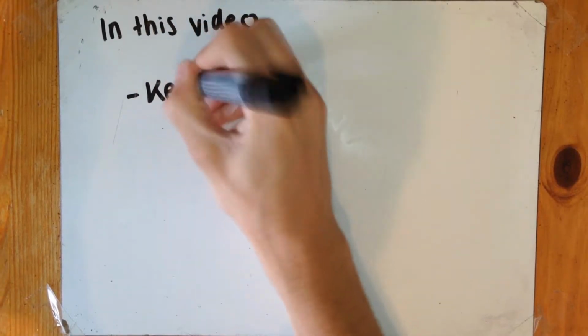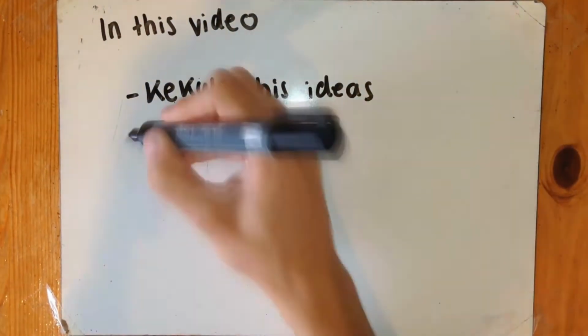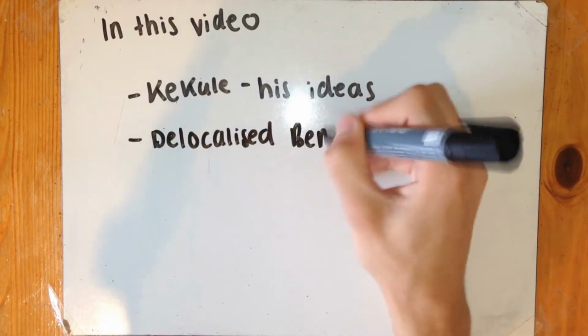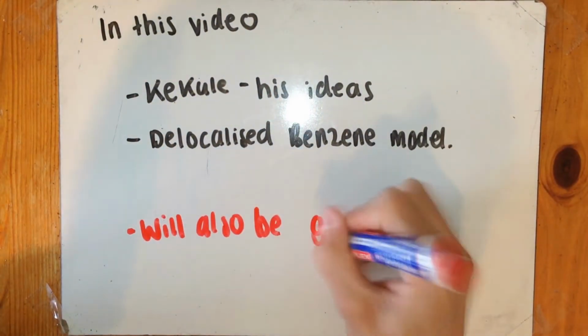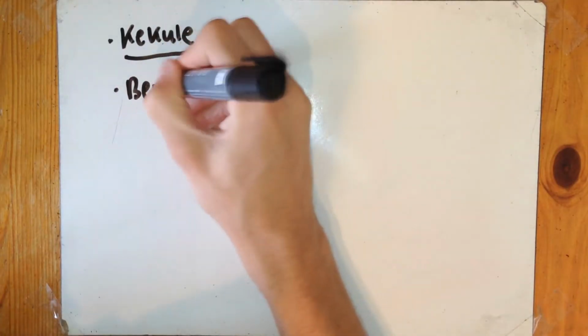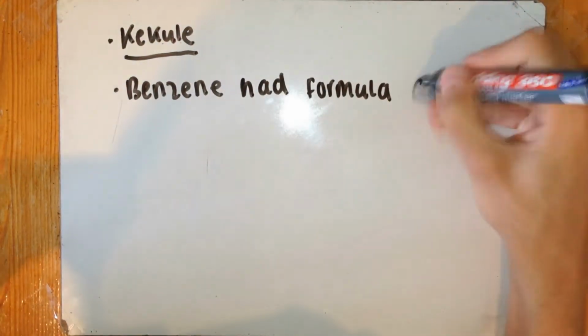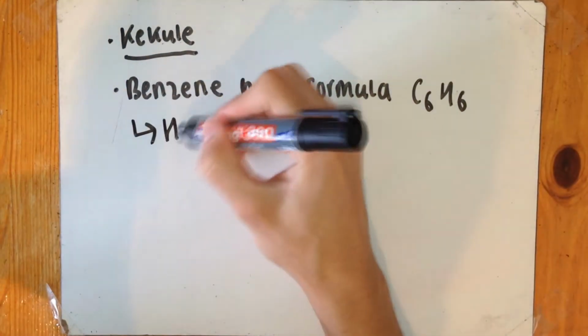In today's video, I'm going to talk about Kekule, his ideas of the structure of benzene, and I'm also going to talk about the delocalized model of benzene, and I'll also be doing a few questions and answers at the end from the book. Kekule knew and had previously worked out that benzene had the chemical formula C6H6.